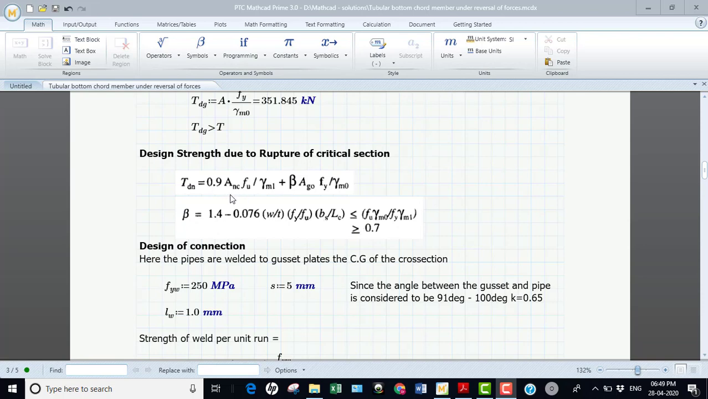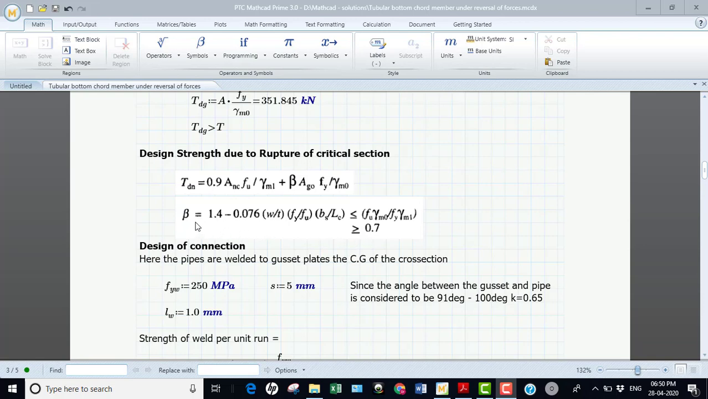So this expression says that the capacity of the cross section under rupture is the sum of the force of the connected element plus the outstand element. The outstand element is going to be influenced by a factor called beta, that is a shear lag factor. That is expressed by this expression. It has an upper limit and a lower limit.